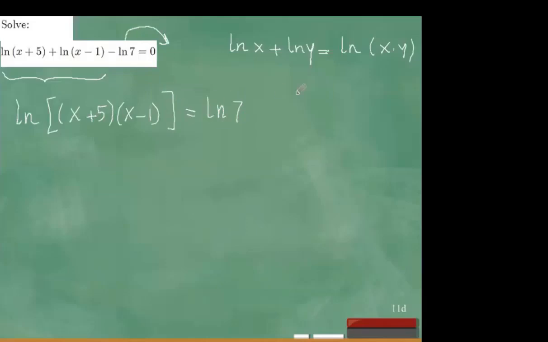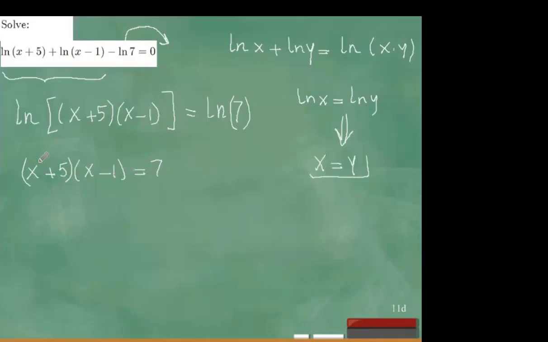The reason I'm doing this is because if natural log of x is equal to natural log of y, I can conclude from here that x must be equal to y. So drop the natural log. And that's exactly what I can do here. If natural log of something is equal to natural log of something else, the argument must be the same. So x plus 5 times x minus 1 must be equal to 7 then. Then I can just solve this for x.